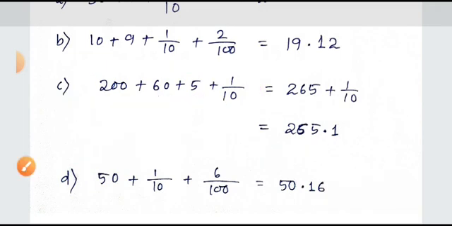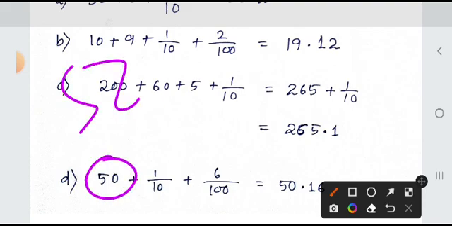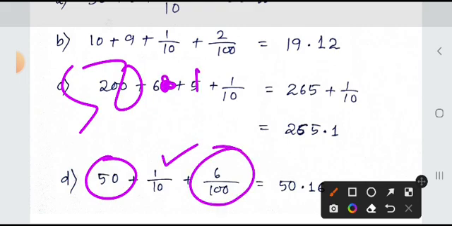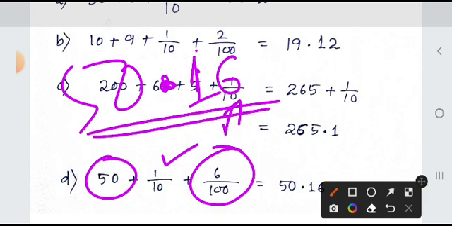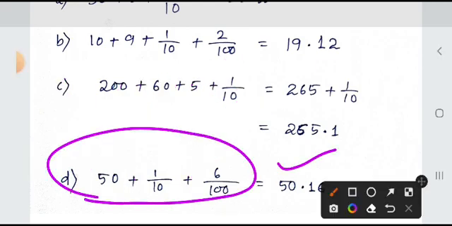Okay, and likewise the last example, 50 plus 1 upon 10 plus 6 upon 100. So 50 is the whole part, just write simply 50 and give a point. For 1 upon 10 we will have 1, and for 6 upon 100 we will have 6. This is on the hundredth place, and 1 is on the tenth place. So in this way you can also write decimal numbers for given numbers in expanded form.